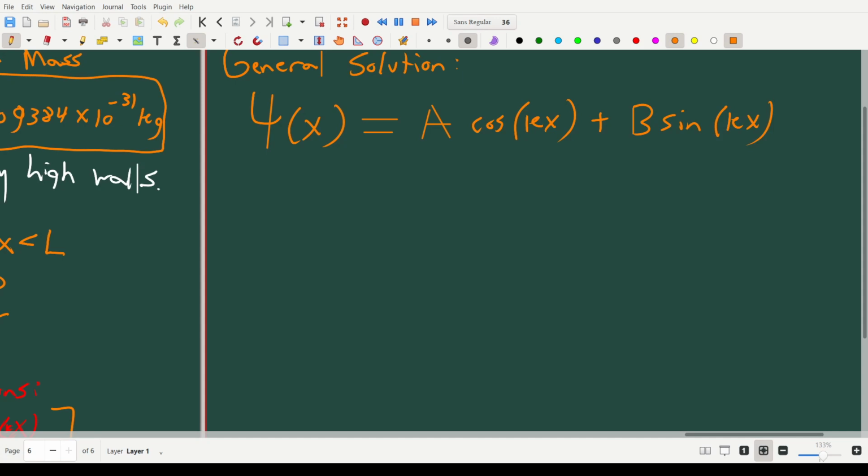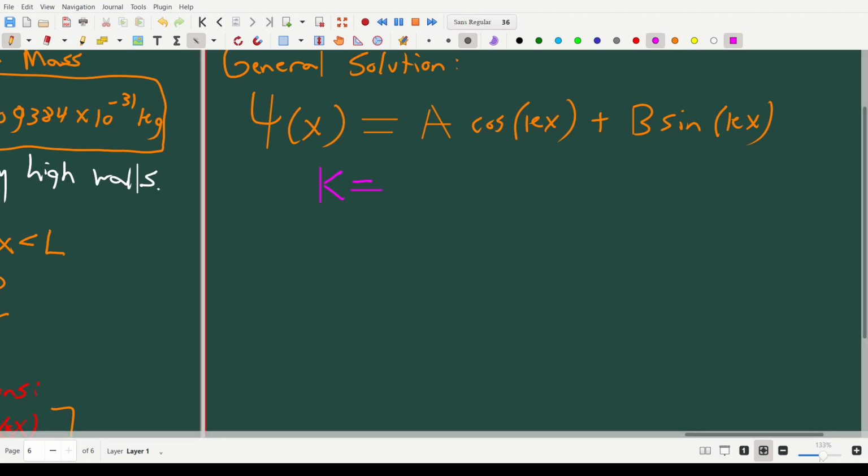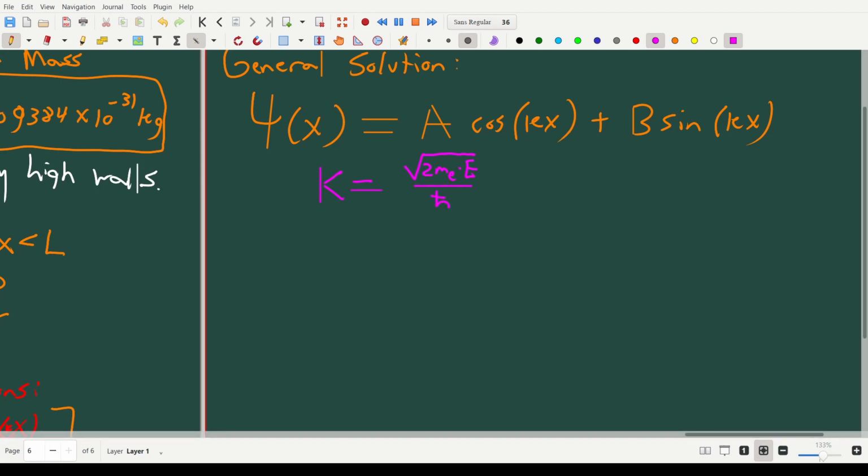And I'll just write here that k actually just comes out of the equation. K here is the square root of 2 times the mass of the electron times its energy over h bar squared. All right, that's k. So the frequency of the wave that's associated with this electron and some energy is a wave with frequency that's proportional to the square root of the energy.